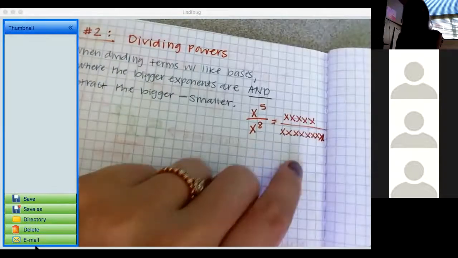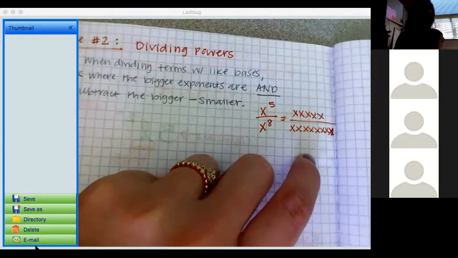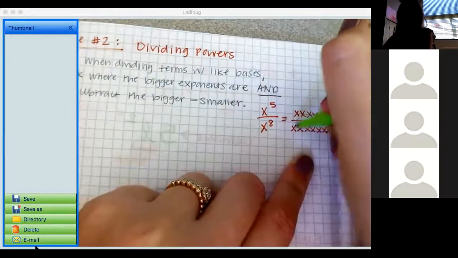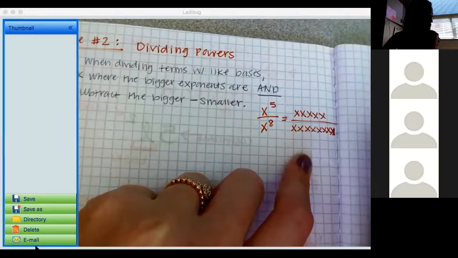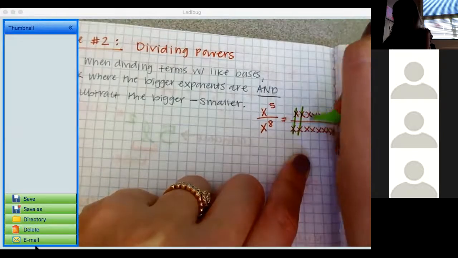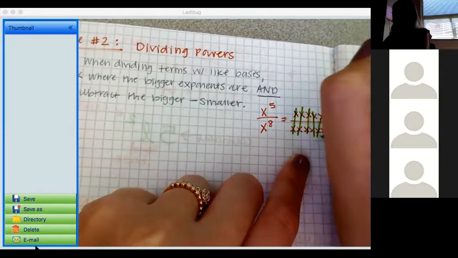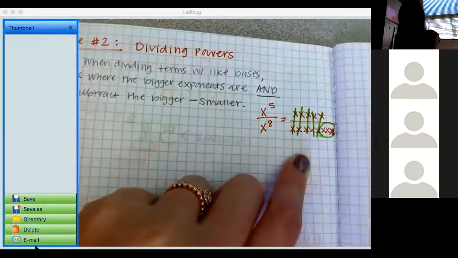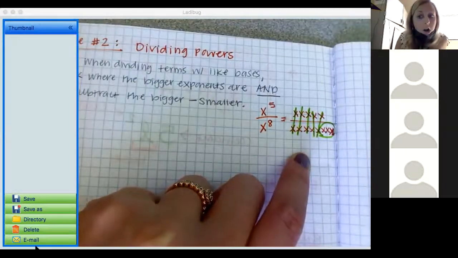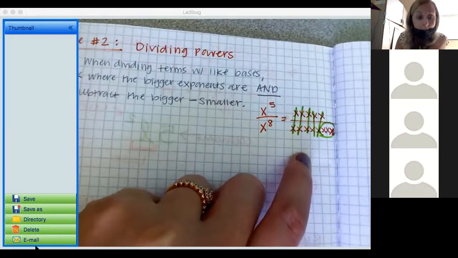We did learn this in middle school. Not the expanded form, but just watch this. What is X divided by X? It cancels. X divided by X cancels. How many are you left with? 3. And where are they at? In the bottom. What's the math word? Denominator.